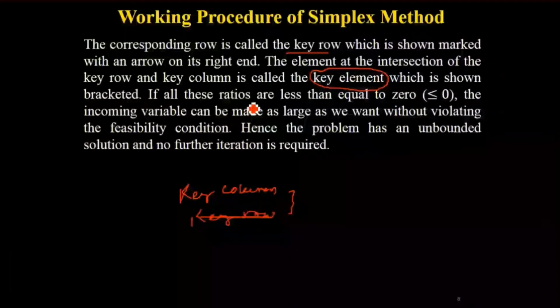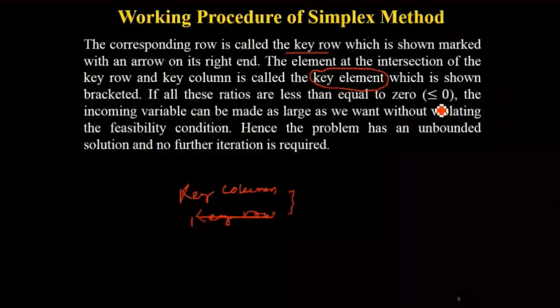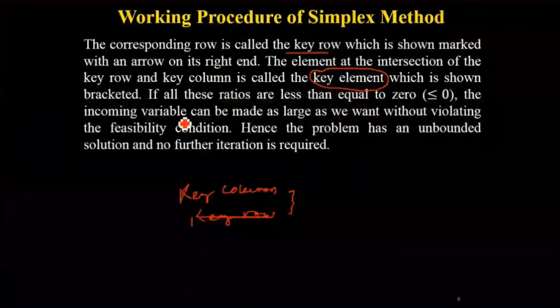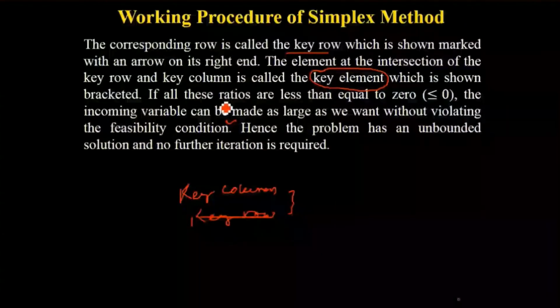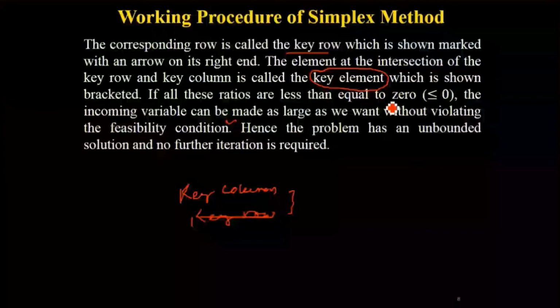If all these ratios are less than or equal to 0, the incoming variable can be made as large as you want without violating the feasibility condition. Hence the problem has an unbounded solution and no further iteration is required. So this point you need to understand, this is a special case. If all these ratios are less than or equal to 0.